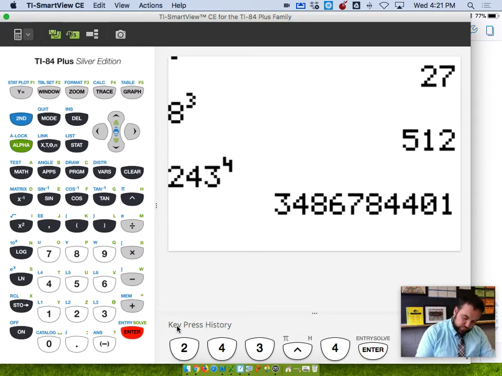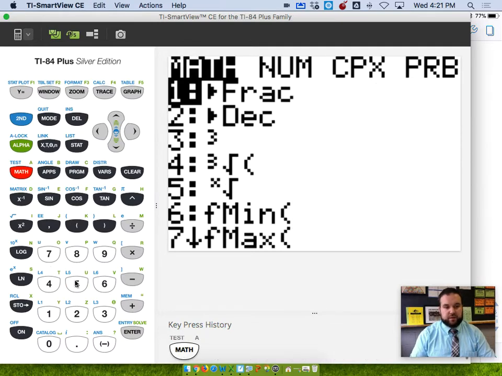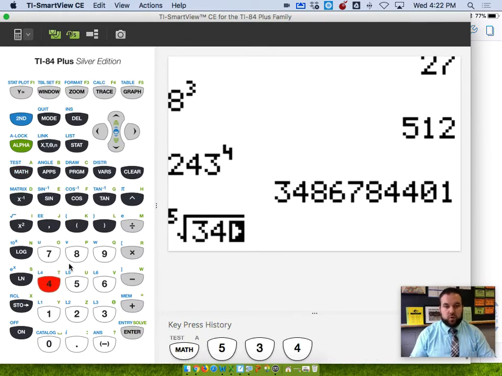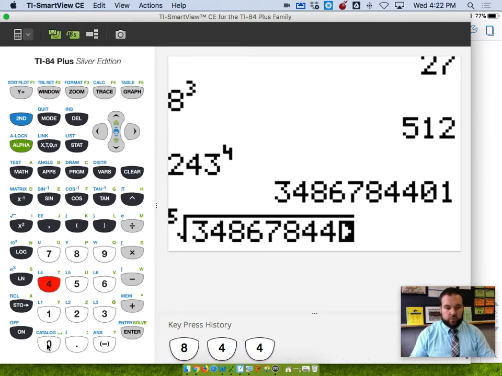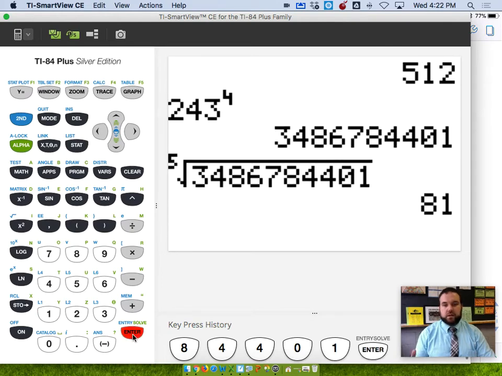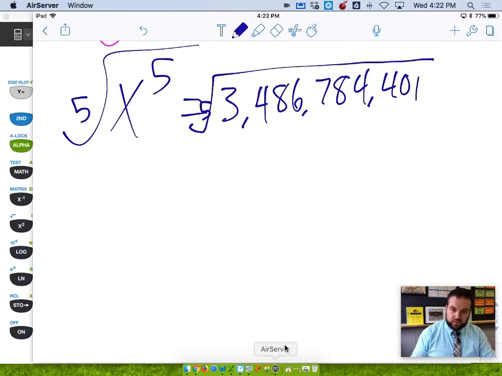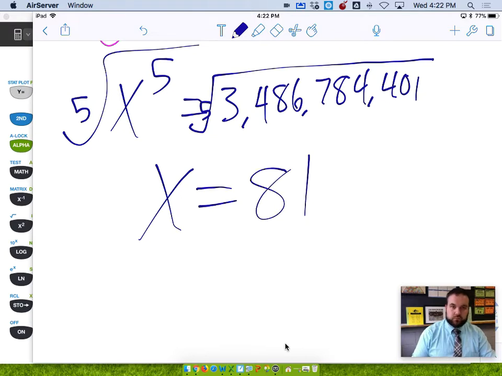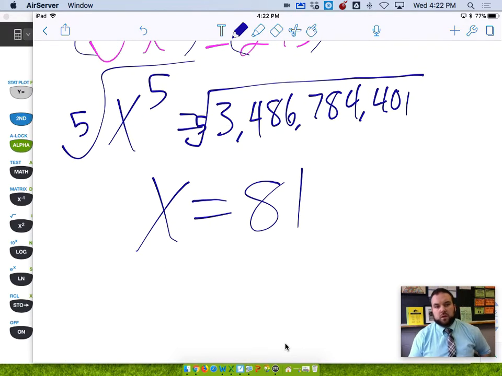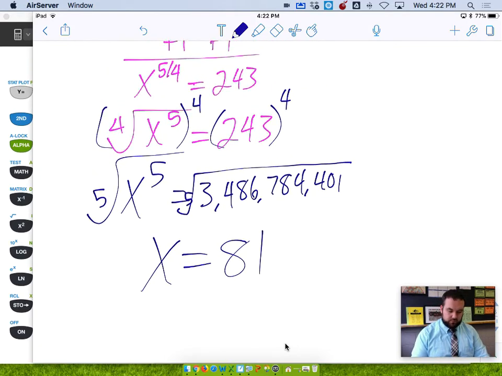I then know I'm going to get rid of the 5th power. I need to 5th root this, and I can do that to both sides. So in the calculator, I'm going to do the 5th root of 3,486,784,401, and I get, perfect, x equals 81. So here we've got a solution of x is equal to 81. That's one way to do this problem.